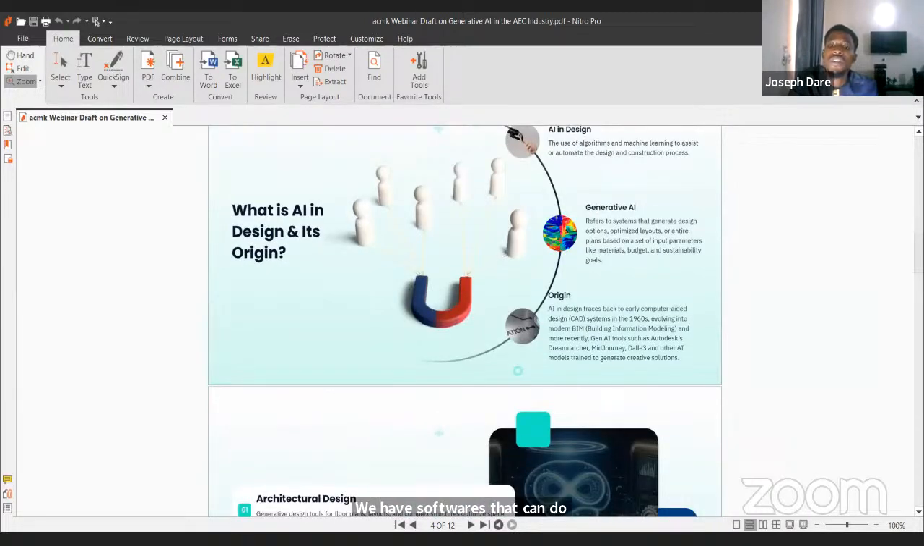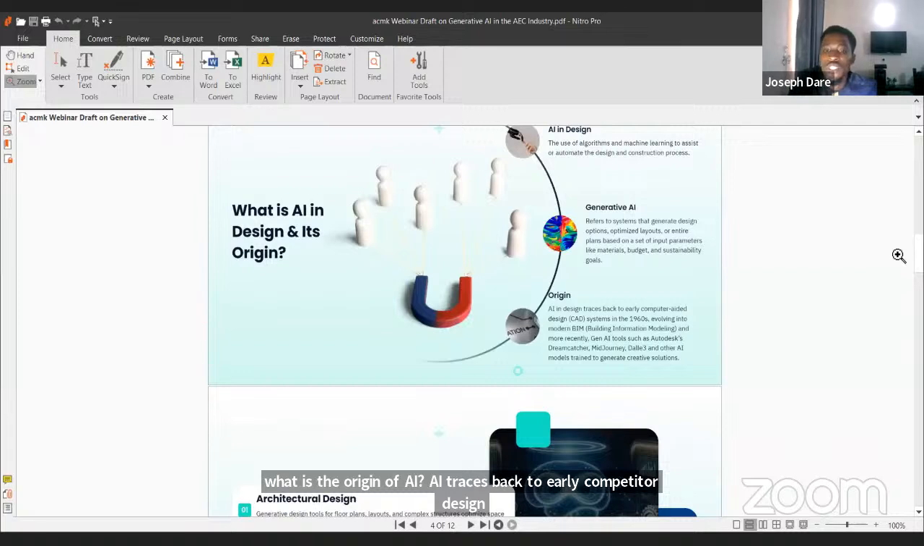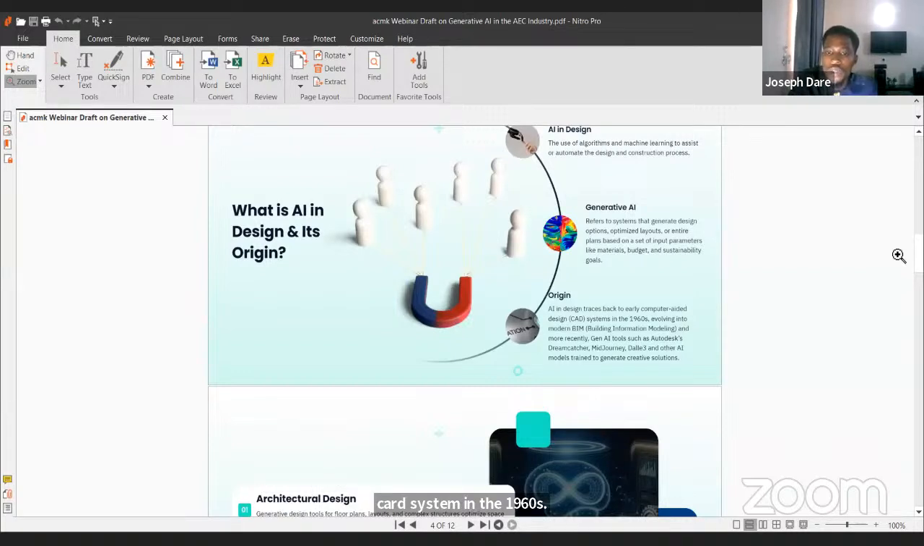So what is the origin of AI? AI traces back to early computer-aided design, CAD systems, in the 1960s, which have now evolved into BIM, as Mohammed, the last speaker, spoke about. We have generative AI tools that are well known all around the world. We have Dreamcatcher, Midjourney, DALL-E 3, and LookX. Those are generative AI software. We also have Veras, which is now integrated with Revit, Navisworks, and Graphisoft ArchiCAD.